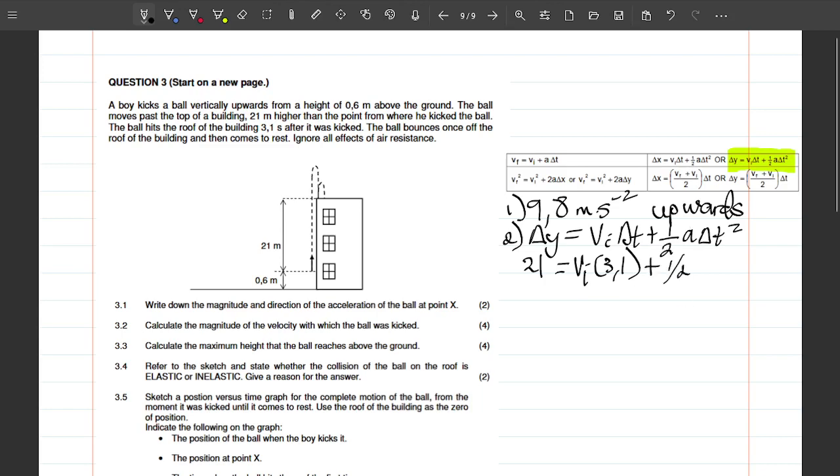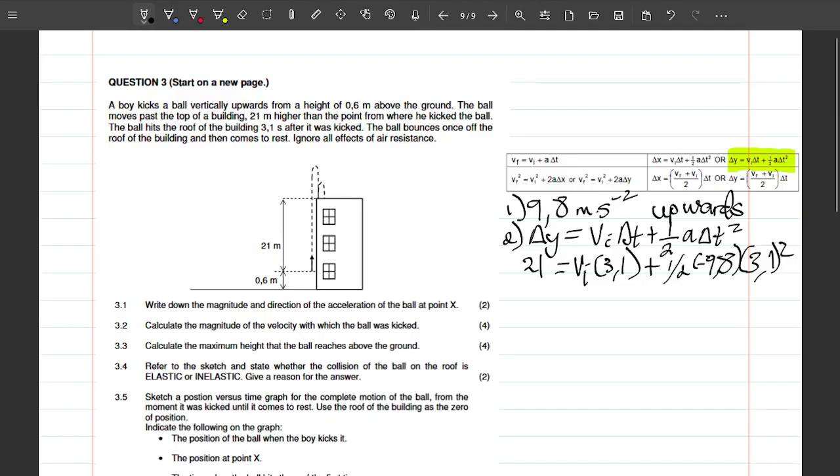Then my acceleration, I can't stress this enough, becomes a negative 9.8, because remember it is slowing the ball down when it is going up. That's why we have a negative. It's subtracting from the velocity. That's why it is a negative 9.8, as opposed to when it is coming down, where it is a positive 9.8. And then the time, we still have 3.1, and this is squared.